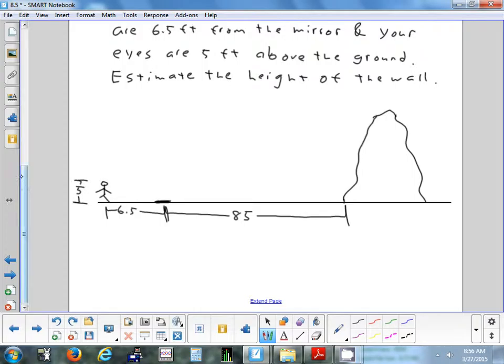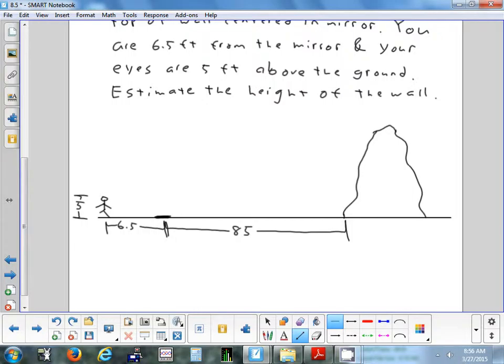So let's draw a triangle. How do you determine where the mirror goes? You can put the mirror wherever you want. It doesn't matter, as long as you know how far the mirror is from the base of the wall. It may change how far you have to back up. For example, if you put the mirror really, really close, you might not have to back up from the mirror as far. I don't know, I'd have to think the angle through.